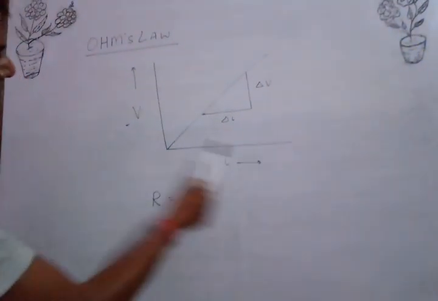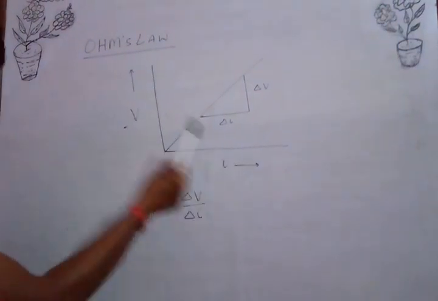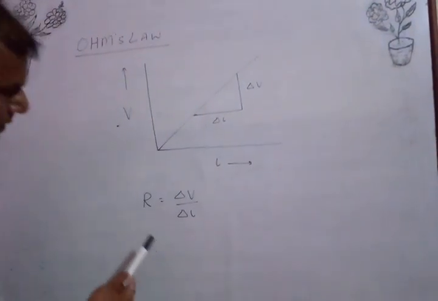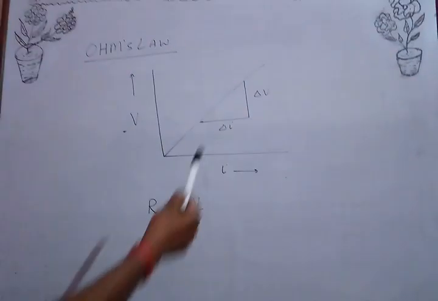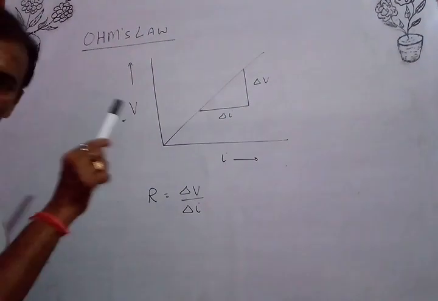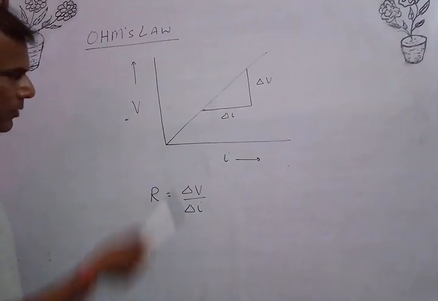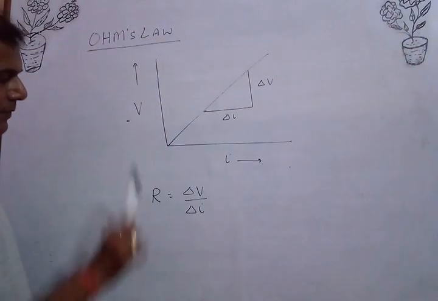The slope of this graph, V versus I, gives the resistance. R is equal to delta V upon delta I. The greater the slope, the greater the resistance. The smaller the slope, the smaller the resistance. So the slope of this graph gives you the resistance.